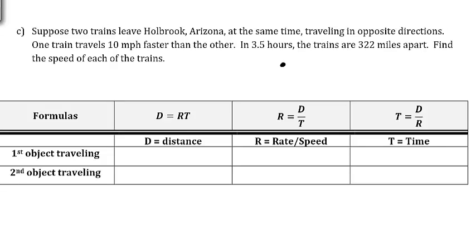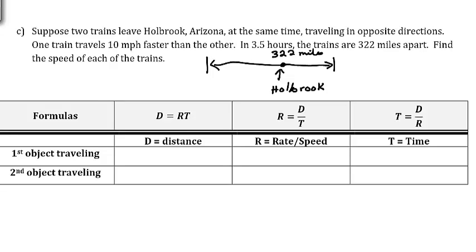So they're both leaving from the same place. This is Holbrook, and we have one train going off in this direction and another train going off in this direction. And they leave at the same time. And we know that after 3.5 hours, they're 322 miles apart. So now let's fill in our table with some information now that we have a little diagram of what's going on.